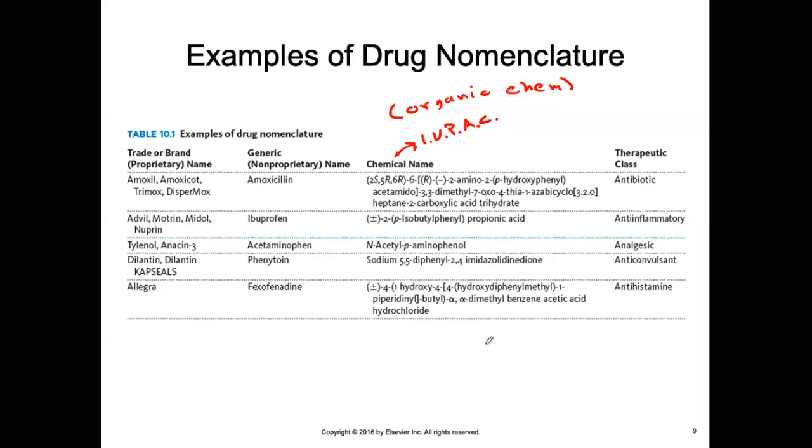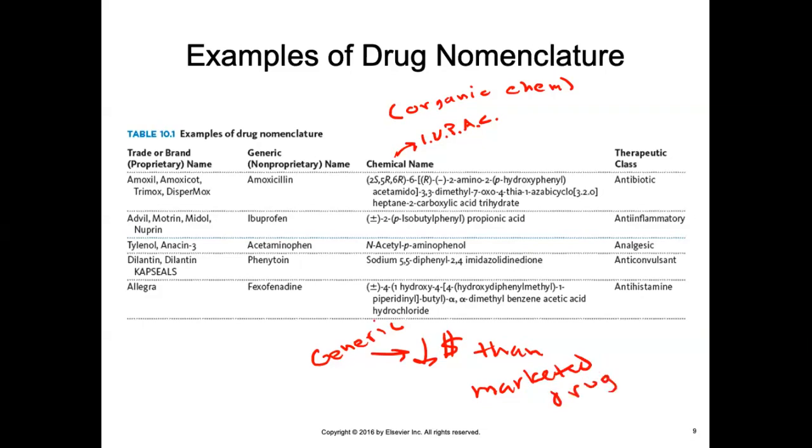This is one of the reasons why when you buy a generic drug, they're usually less expensive than a marketed drug. Because when you buy a brand-name drug, you're paying for the marketing. That's something you need to be aware of. So always, if you can, ask for the generic, because that's going to save you some money.